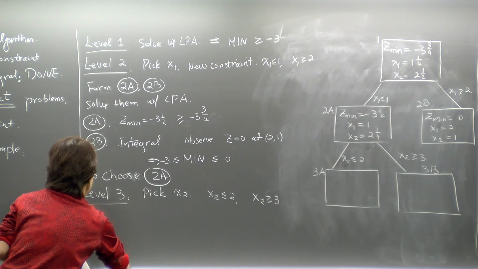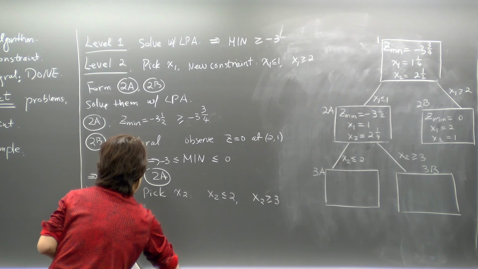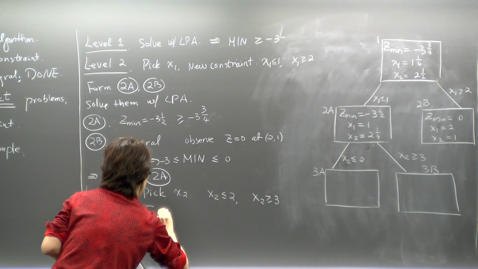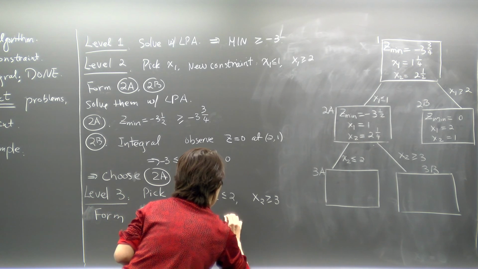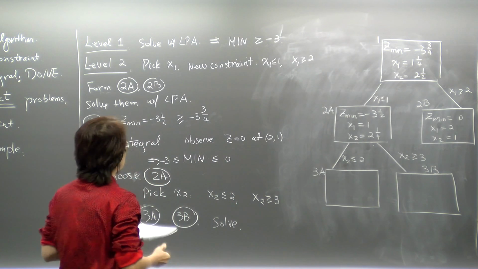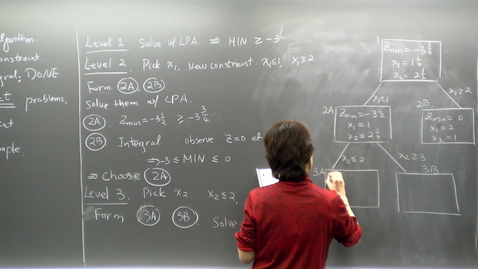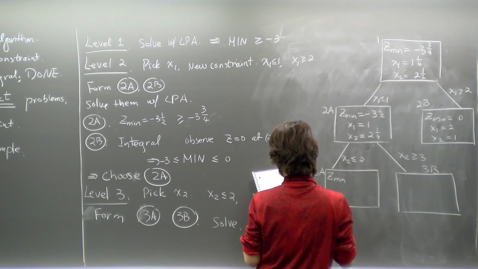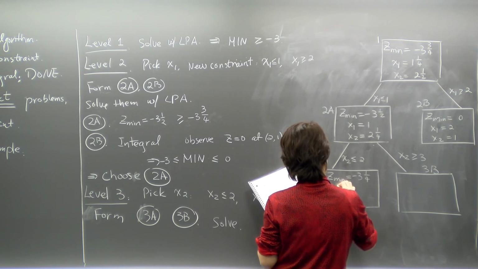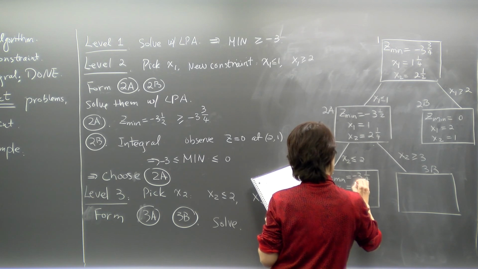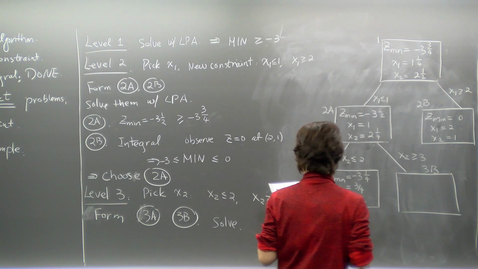Okay, let's see. Solve. So I form problem 3a and 3b. Then you can solve them just by adding one more constraint. Let's say 3a gives me the answer. I solved it, and I record my answer here: Z min is negative 3 1/4, x1 is 3/4, x2 is 2.